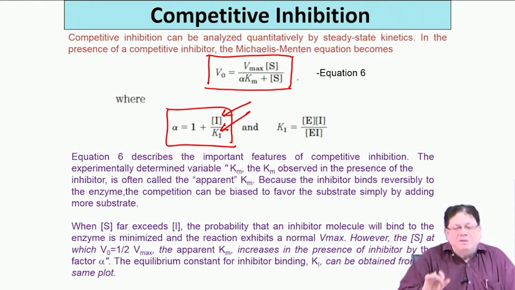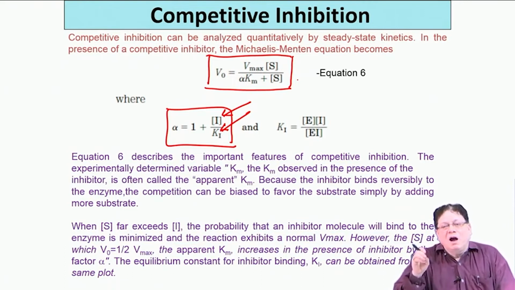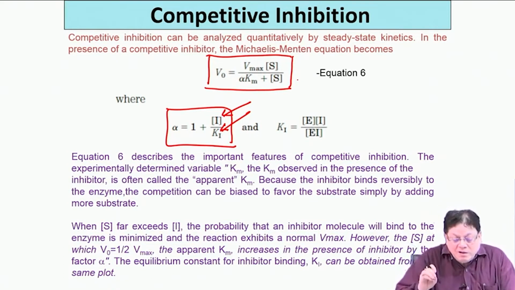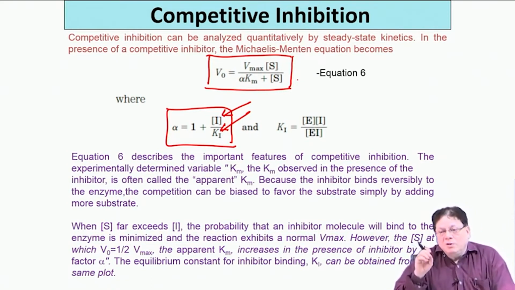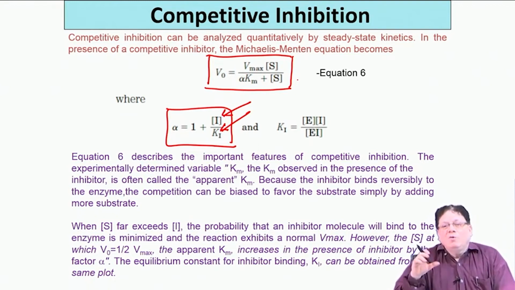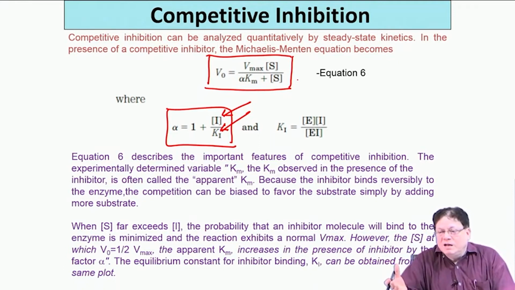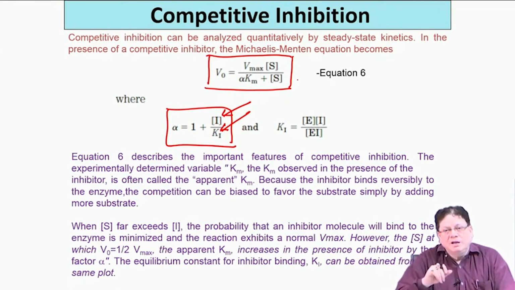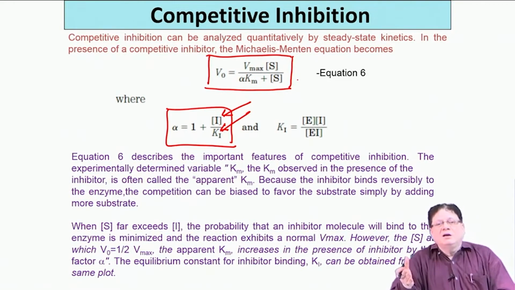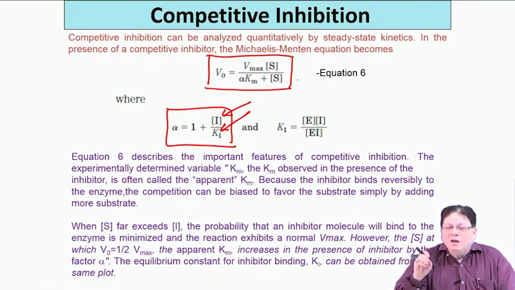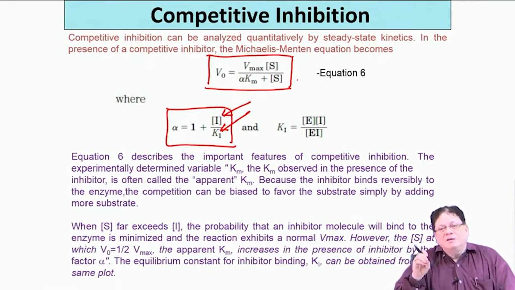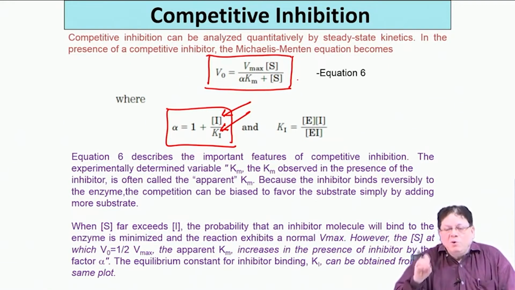A similar case happens here. If you have a large amount of substrate, then your active sites will be more accessible to the substrate only. The inhibitor does not get a chance to sit on the active site. Or to put it another way, the probability of an inhibitor binding to the active site will be much less if you have a large excess of substrate concentration.